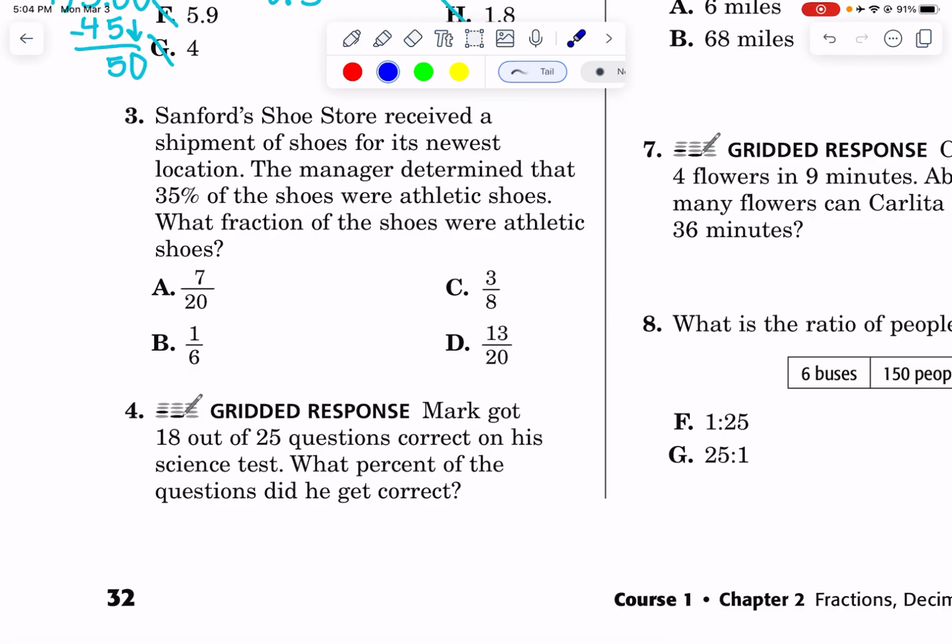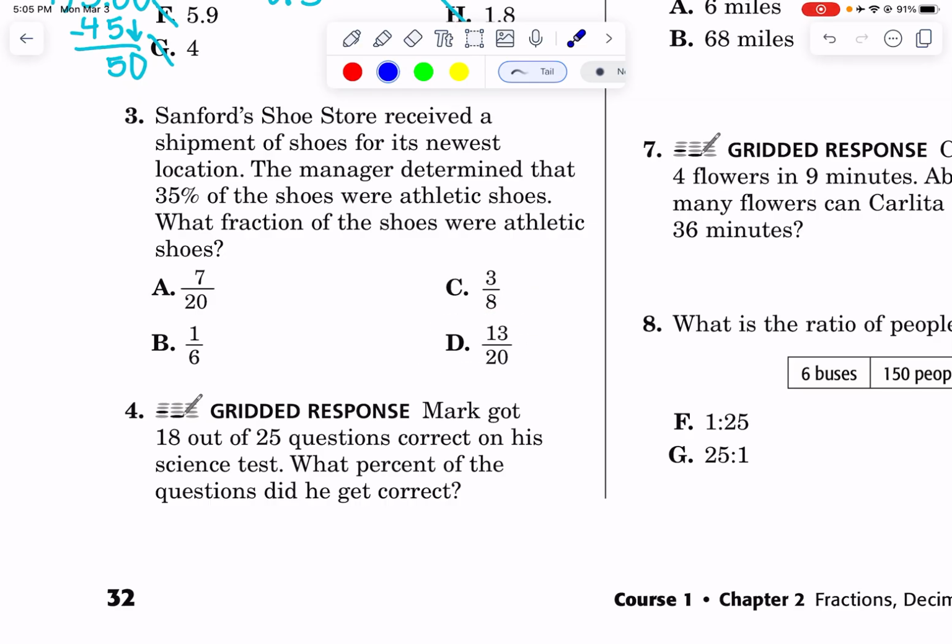Number 3, Sanford's shoe store received a shipment of shoes for its newest location. The manager determined that 35% of the shoes were athletic shoes. What fraction of the shoes were athletic shoes? So 35% is less than a half. Let's look at all of these. Are all of these less than a half? Yeah. Oh, this one's not.